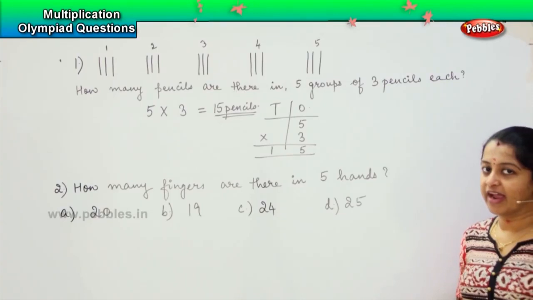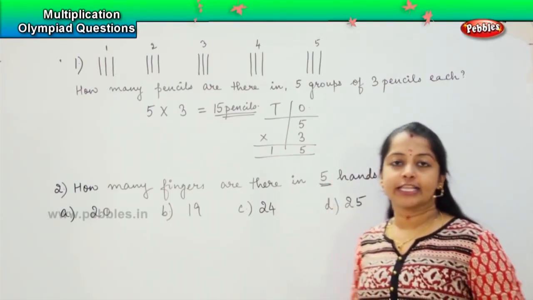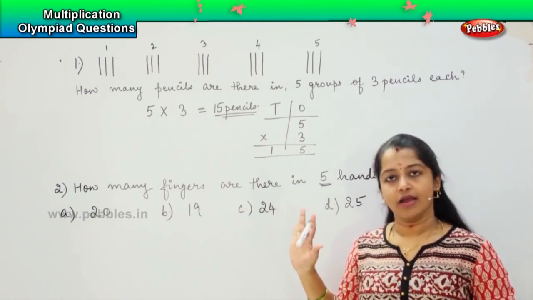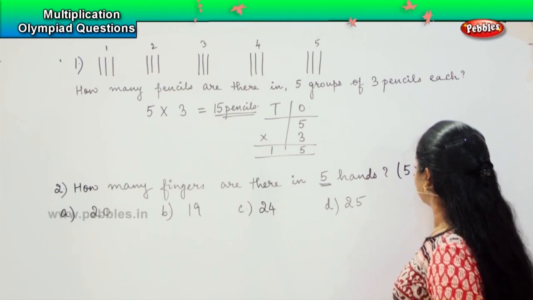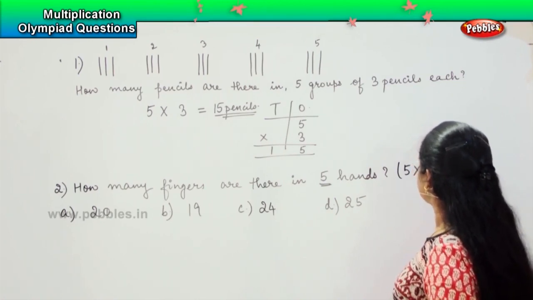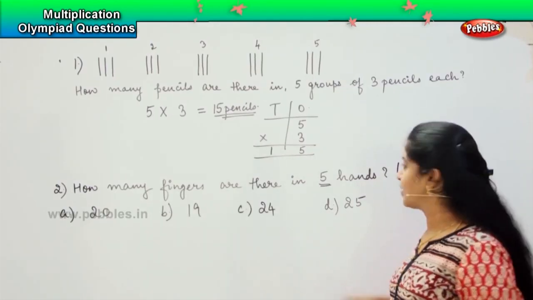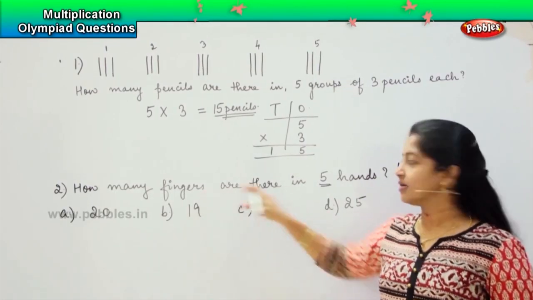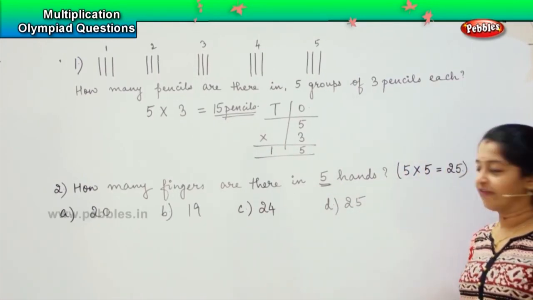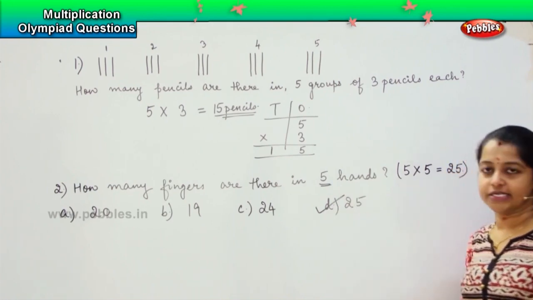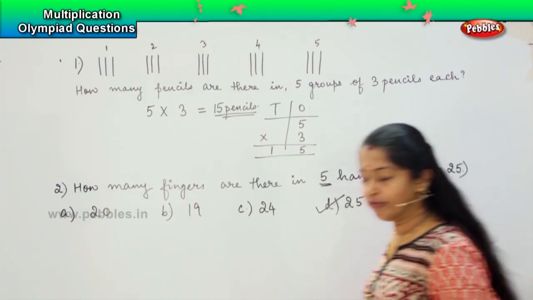So what is the number of hands we have? We are having 5 hands. And how many fingers are there in each hand? There are 5 fingers, right? So how will we multiply? 5 into 5, which is nothing but 25. Right? So how many fingers do we have? I have 25 fingers in 5 hands. So where can we see 25? Very good. It is option D. So your right answer is option D. Clear? Shall we move?